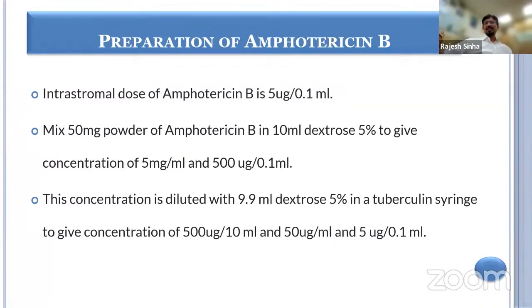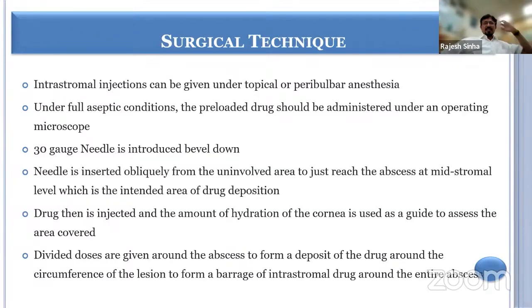So 50 microgram per ml, which means 5 microgram in 0.1 ml. 1 ml has 50 micrograms, so 0.1 ml will have 5 micrograms. As far as the technique is concerned, the intrastromal injections can be given under topical or peribulbar anesthesia, whichever you prefer. It depends on the patient's behavior, how cooperative the patient is, the age, and the understanding of the patient.